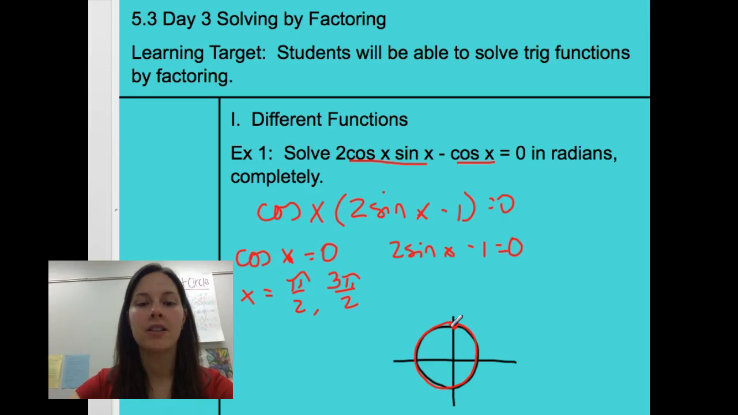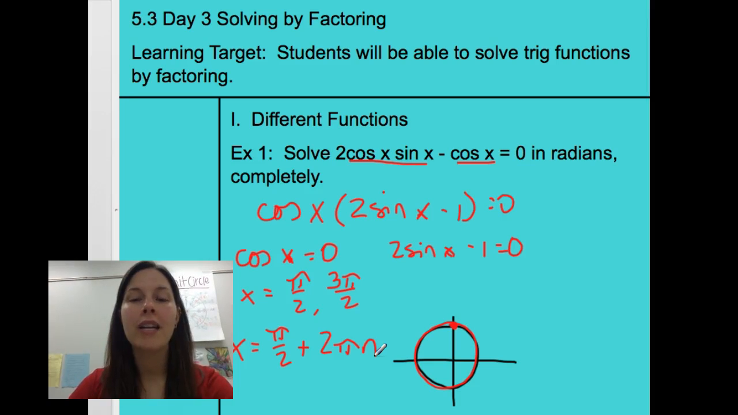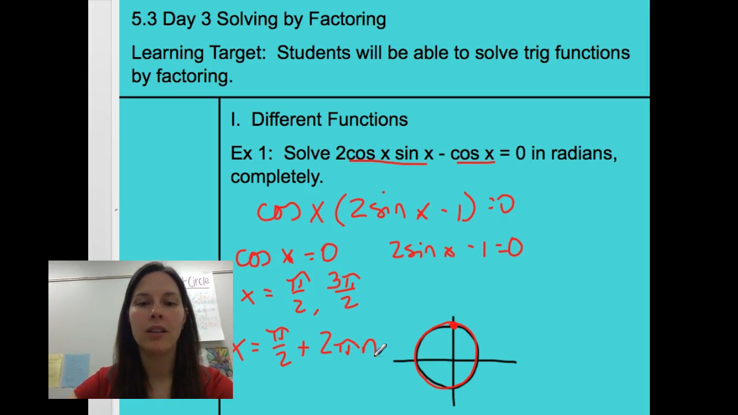So our complete answers will be x equals pi over 2 plus 2 pi n. What that means is for any multiple of 2 pi in either direction, positive or negative, we will land back at the same place, and the cosine value will be 0 there as well. So we'll do the same thing for our other answer, x equals 3 pi over 2 plus 2 pi n.